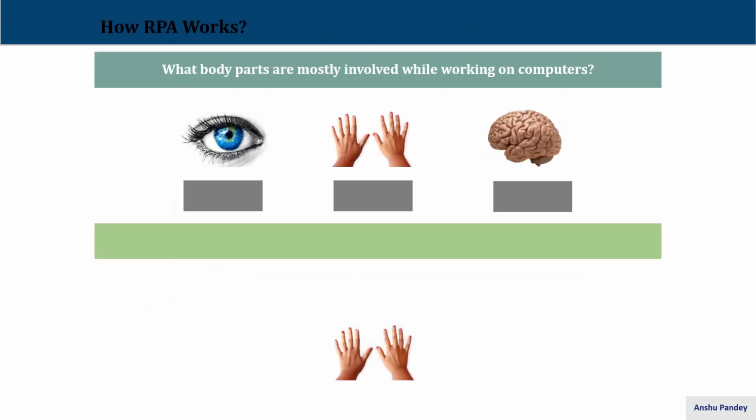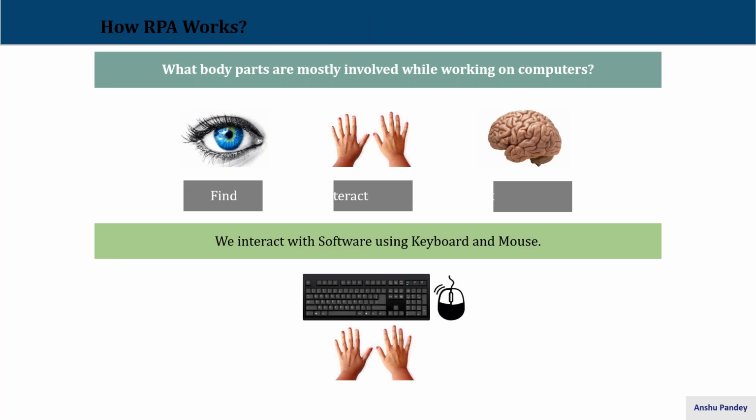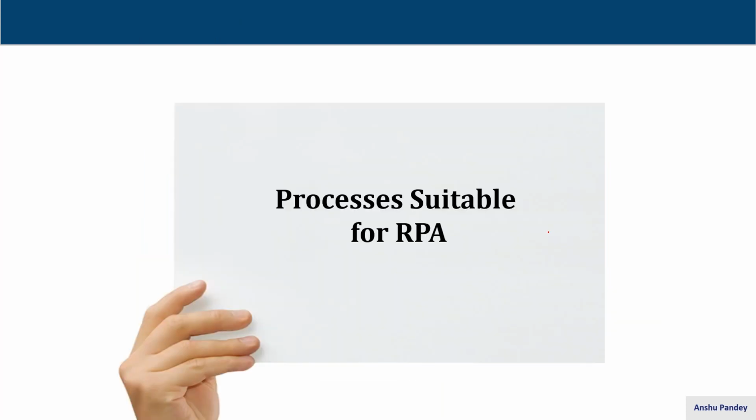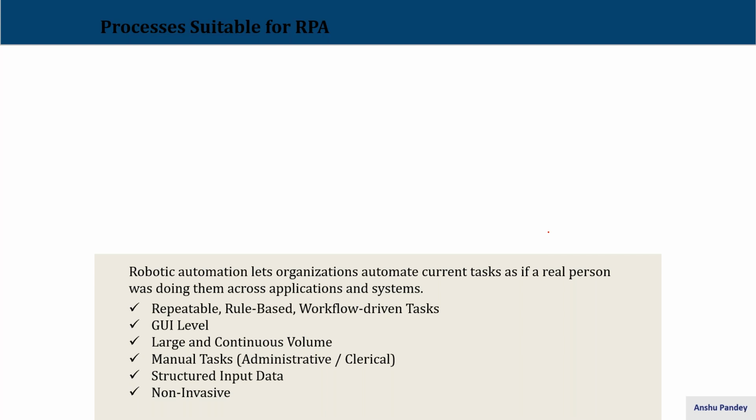How RPA actually works: the way we humans interact with these software by our eyes, hands, and brain, the same way we can make a robot interact with it through the user interface using keyboard and mouse and some rule-based systems, which we call the brain. RPA bots can easily interact with UI elements like buttons, can easily identify text, can easily identify images, and can also identify objects from images as well. So RPA bots can interact with software by all these means.